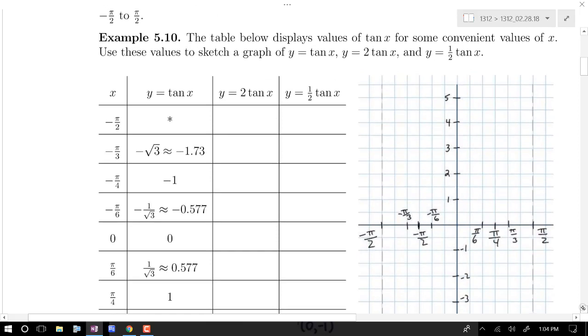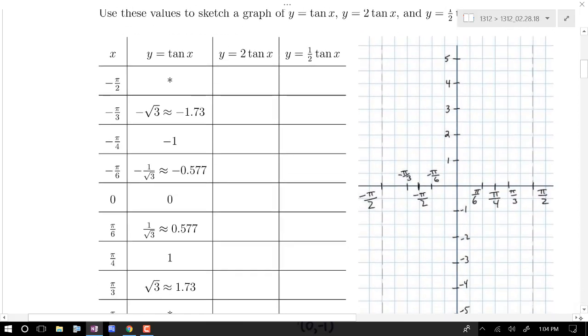So we have, let's see, at minus pi over 2 it's not defined. Let's talk about y. Tangent of x is sine over cosine, right? Now we know that sine and cosine are bounded. They're always between -1 and 1.